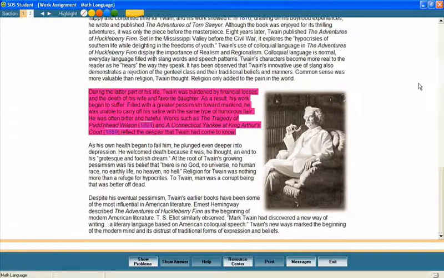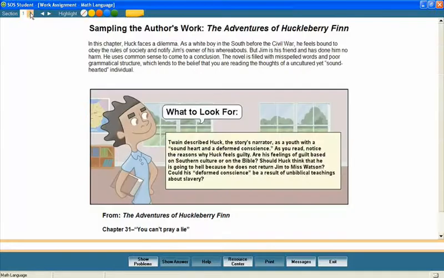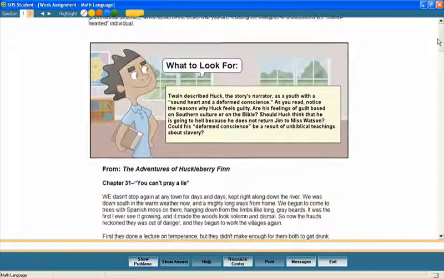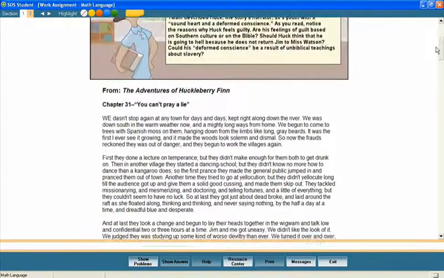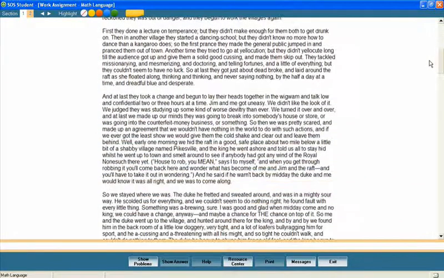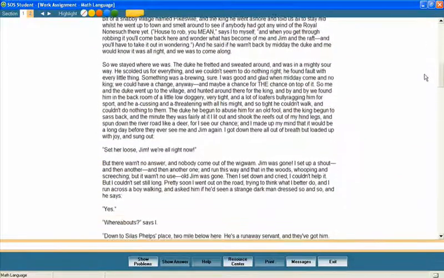After completing the first section of lesson text, the student moves on to the next section, which provides an excerpt from the author's body of work. In this lesson on Mark Twain, your student will read an excerpt from The Adventures of Huckleberry Finn. A What to Look For box at the top of the page helps guide your student as he studies the excerpt. This introduction provides students with suggestions as to how the work should be studied and interpreted.